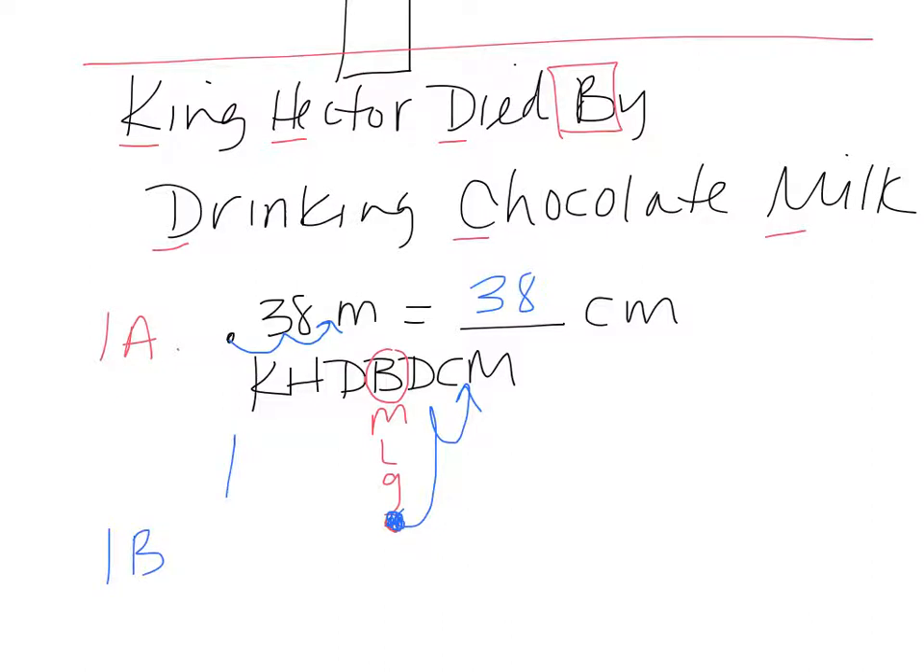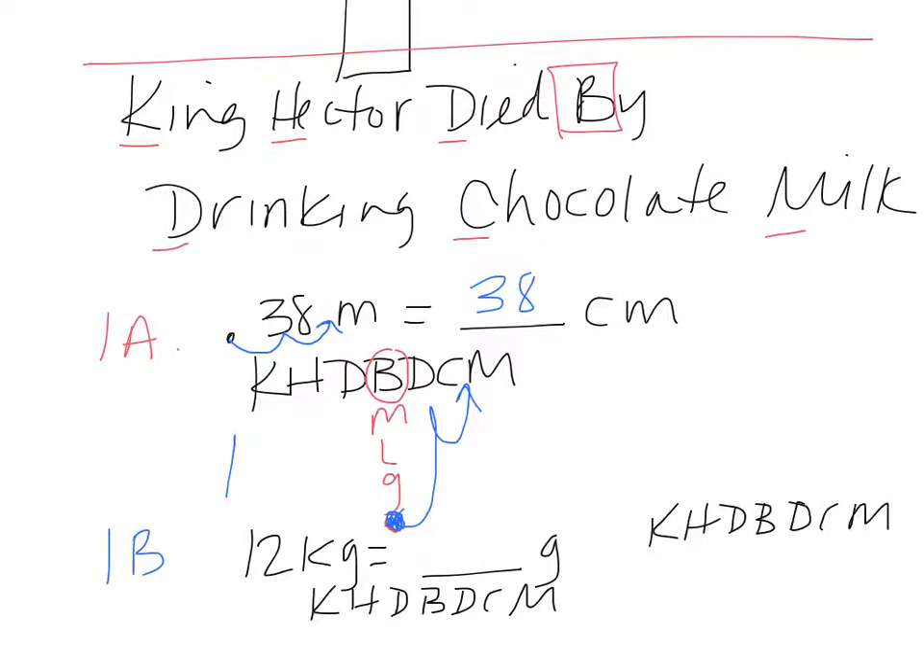We have 12 kilograms equals how many grams? Again, King Hector died by drinking chocolate milk. Okay, I'm going to write it. It's not letting me scroll down, so I'm going to put it over here. So kilograms, kilo is right here, and we're going to grams, which again is one of our base units, meters, liters, and grams. So I'm moving over here, so I have to figure out how many jumps that is and in which direction. 1, 2, 3 jumps to the right.